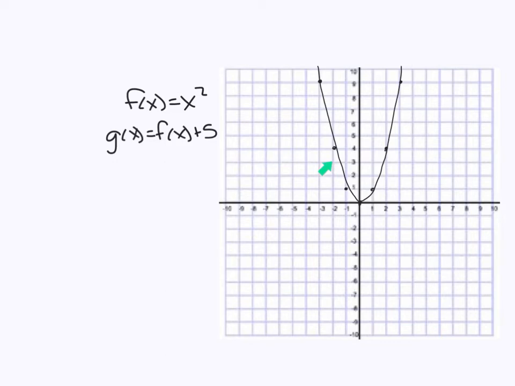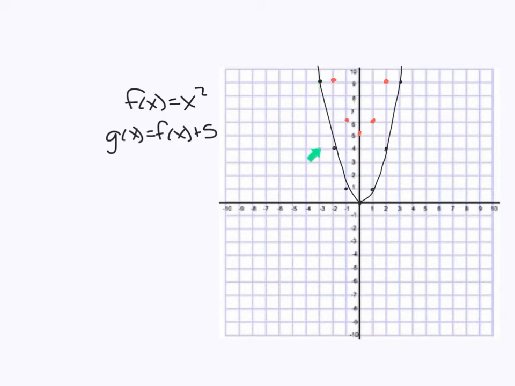So if I just took each of these points that have been plotted for this quadratic parent function, and I add 5 to the y value, that would move it up 5 spaces. So I've just done that. I moved each of these points up 1, 2, 3, 4, 5 units.